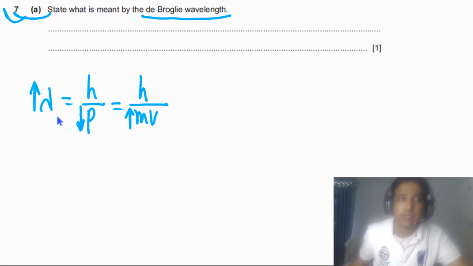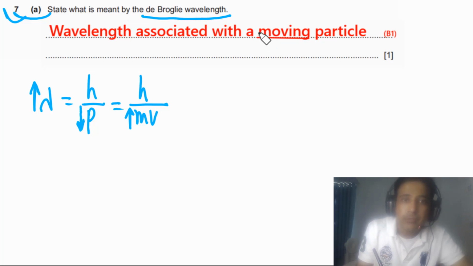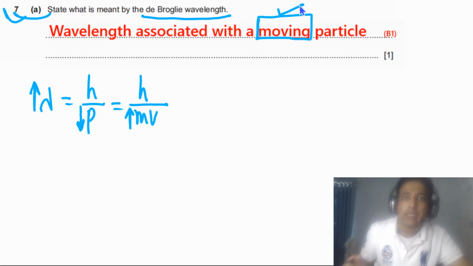So simply we can say it is the wavelength associated with moving particles. If you write this down in your answer, you will get 1 mark, and this is a B mark. In your answer you have to write moving particle, because if v is 0, lambda will be equal to 0. So you have to mention moving particle.